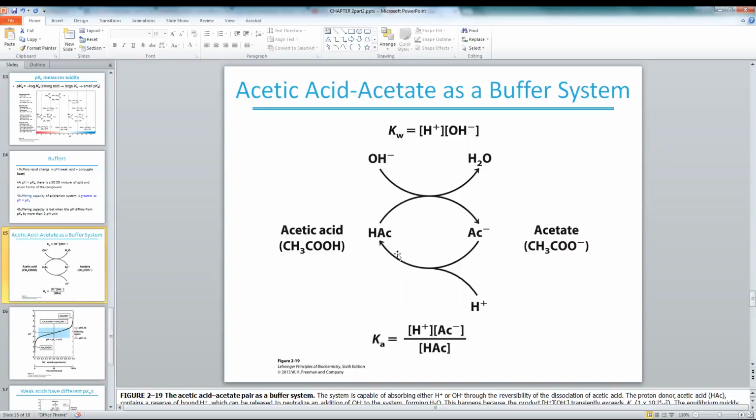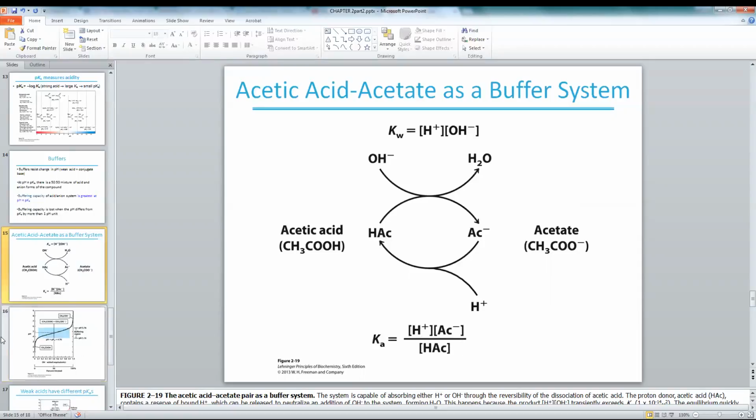And so that means that if, for example, I were to add a base into my acetic acid/acetate, that base is going to take the proton away from my acetic acid and form more of the acetate. Likewise, if I were to add acid, that acid is going to react with the acetate to generate more acetic acid. And so you can see how the equilibrium will shift depending upon the relative concentrations you have of H+, Ac-, and your acetic acid itself.